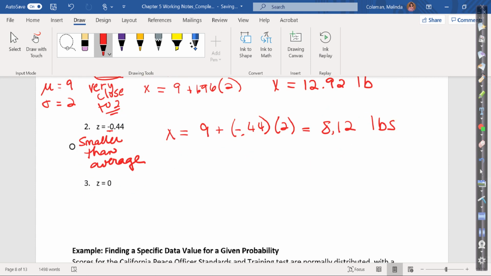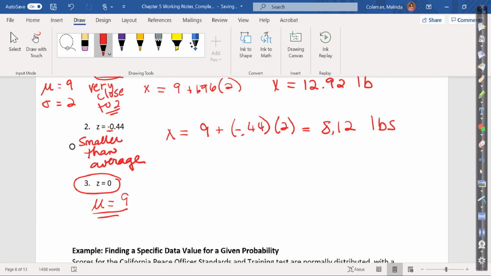Now, what happens if Z equals 0? Well, if Z equals 0, then this is going to be like the mean, because Z is 0. You're right there in the middle. So the mean is 9. So my answer should be 9.